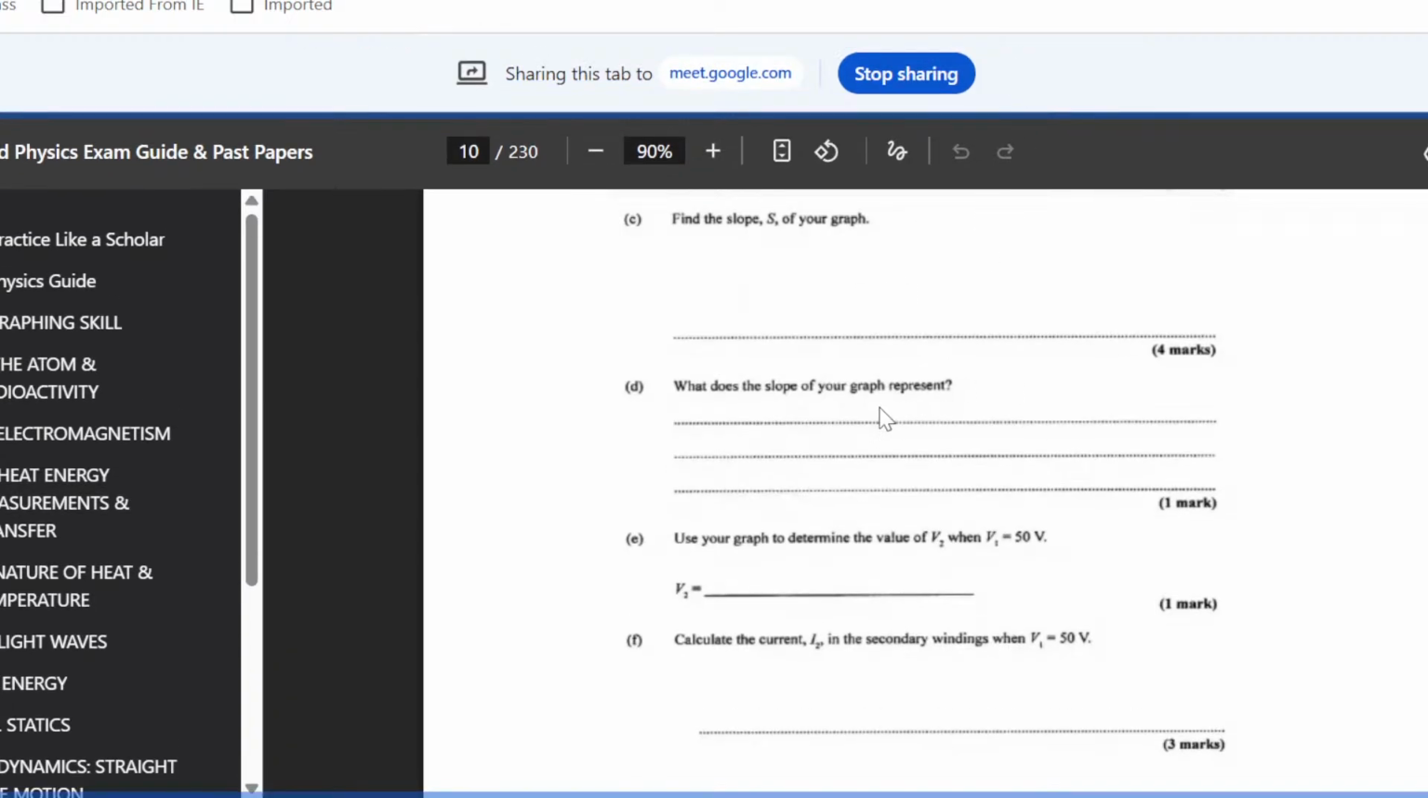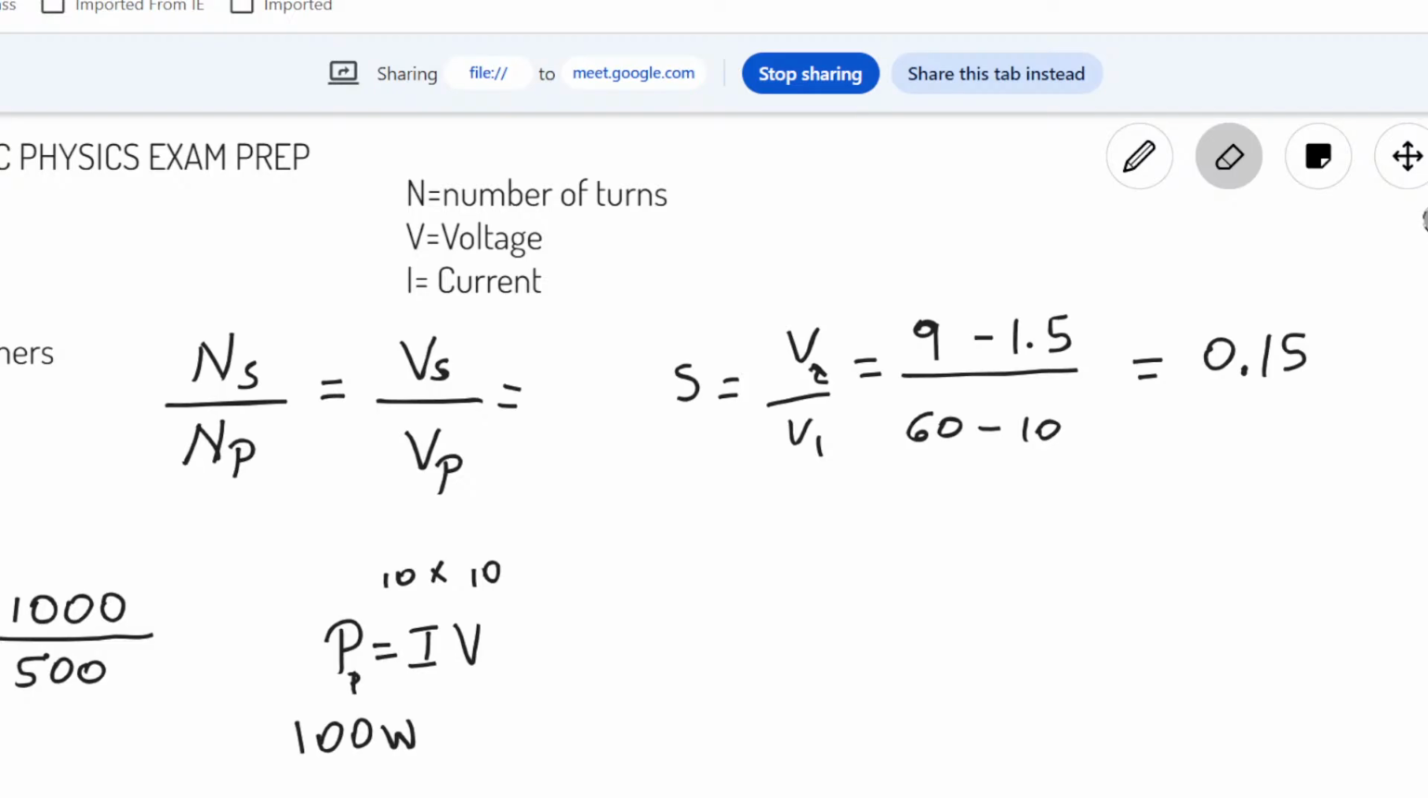What does the slope of your graph represent? If you're plotting V2 versus V1, and we just did that and worked out our gradient, you will end up with 0.15. So what does that value tell you? What's the significance of that value? Does anybody know? If you plot V2 over V1, what is the significance of that?